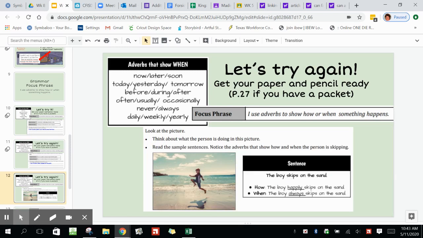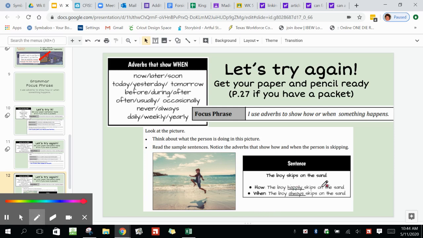So get your paper and pencil ready again. We're going to try it one more time. If you have page 27 in your packet, you can do it there. Otherwise, you can do it on a piece of paper. Because one of your sentences you're going to do on your work is the same type. You're going to look at a picture. Think about what the person is doing in this picture. Read the sample sentences and notice the adverbs that show how and when the person is skipping. Okay, so here's a picture of a boy skipping across the sand.